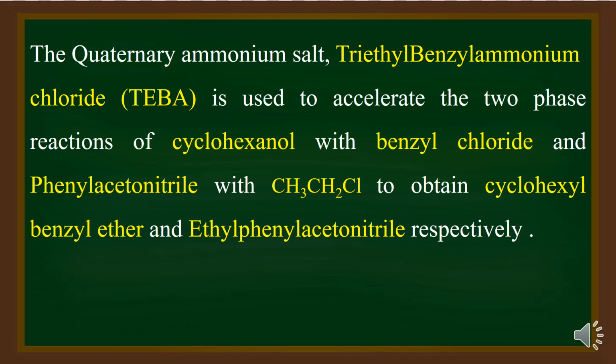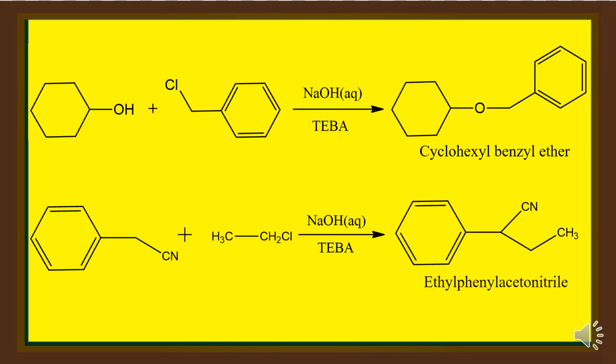Similarly, the quaternary ammonium salt triethyl benzyl ammonium chloride, which is referred to as TEBA, is used to accelerate the two-phase reactions of cyclohexanol with benzyl chloride and phenylacetonitrile with ethyl chloride to obtain cyclohexyl benzyl ether and ethyl phenyl acetonitrile respectively. The reactions are given here.